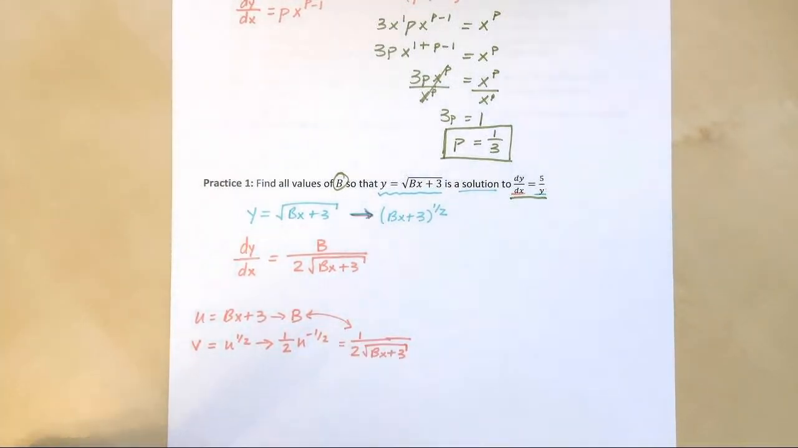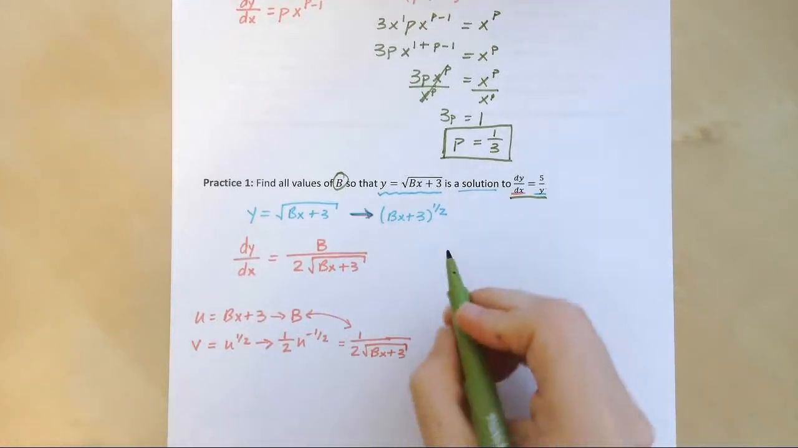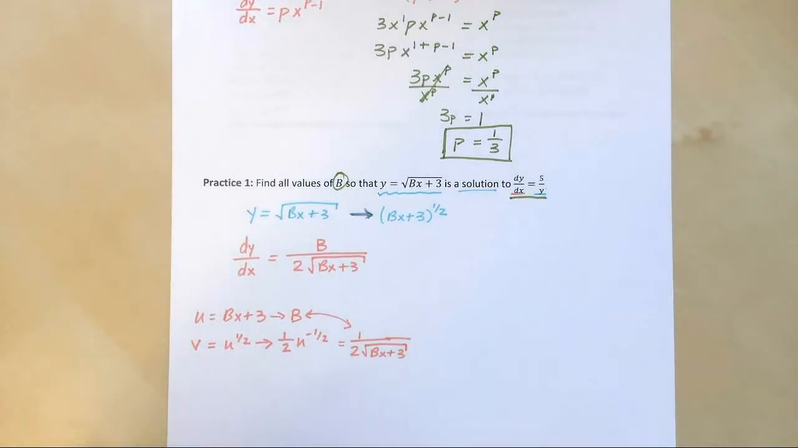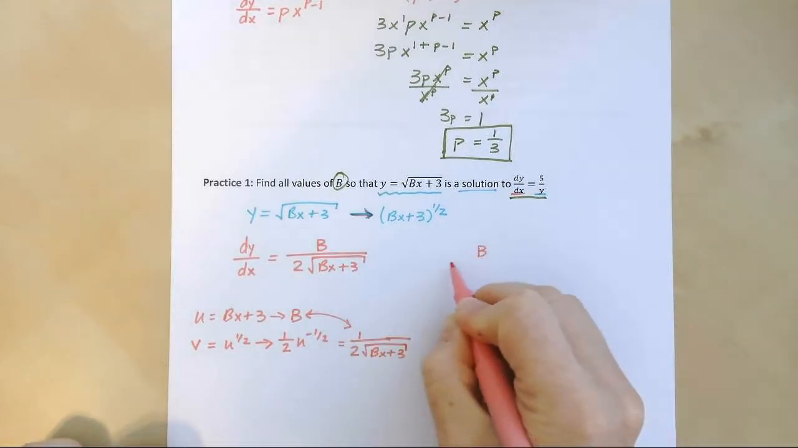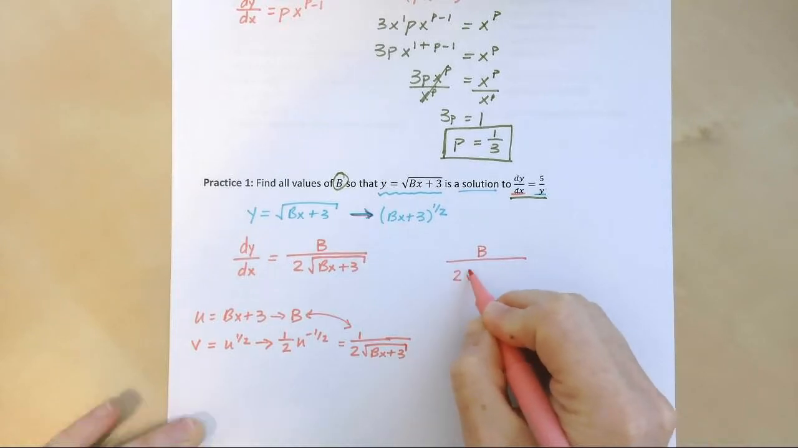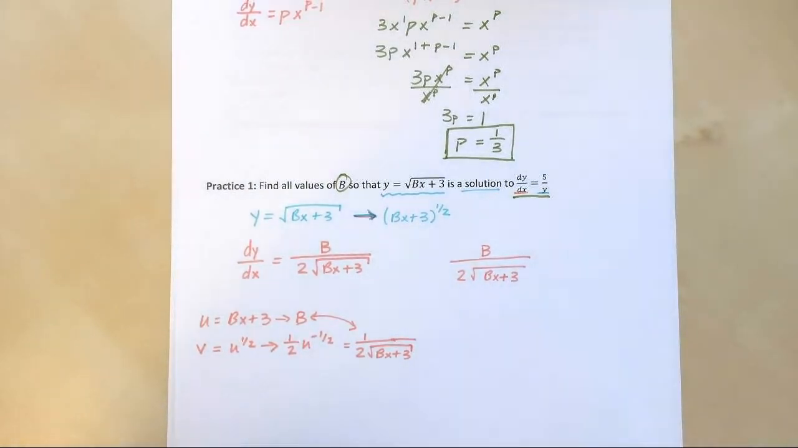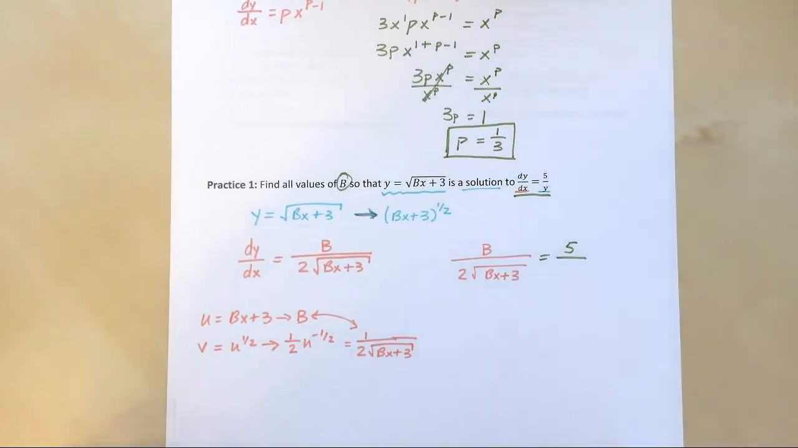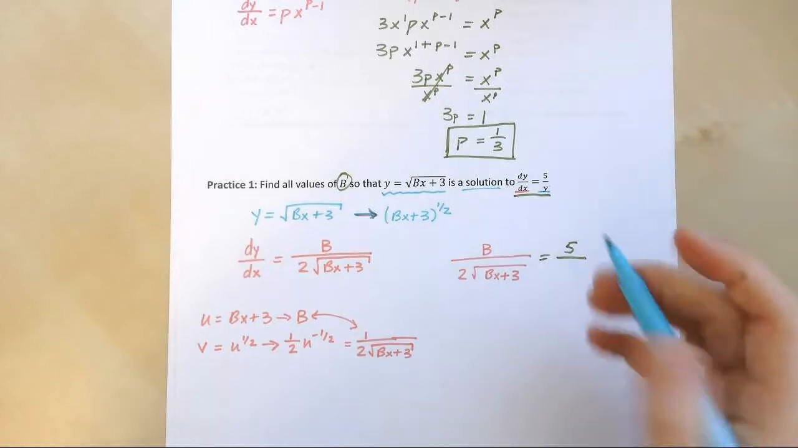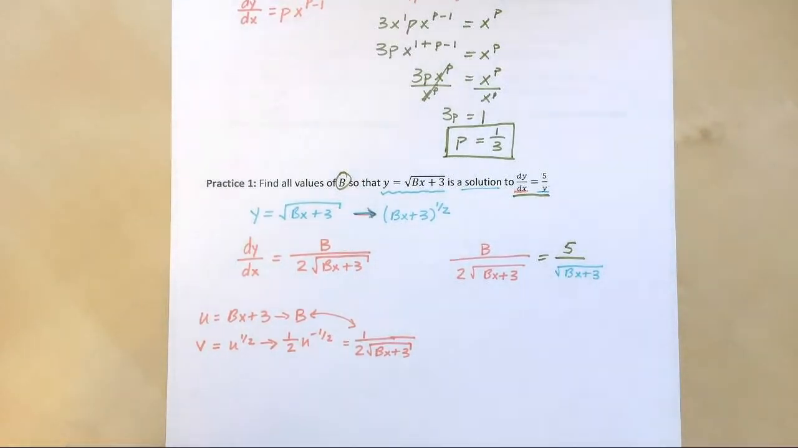Cool. So now that we have two things that we can plug into our diffie-q, we can plug in y and we can plug in dy dx. Let's go ahead and do that. So this differential equation turns into dy dx is b over 2 square root of bx plus 3, and then we have equals 5 over, and instead of y, I'm going to put square root of bx plus 3.